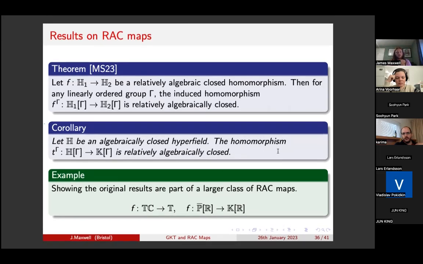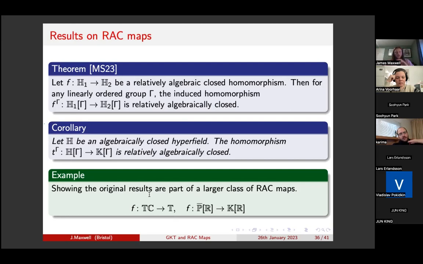So if you're given some algebraically closed hyperfield H, so every univariate polynomial has a root, then this is automatically RAC to the Krasner hyperfield. So we can lift this using some gamma, some linear group, to another RAC map. And an example of this is actually the example that we had that was RAC, this TC to T, is actually an example of lifting some algebraically closed map from the complex numbers to the Krasner, adjoining this tropical extension by using the real numbers and lifting.